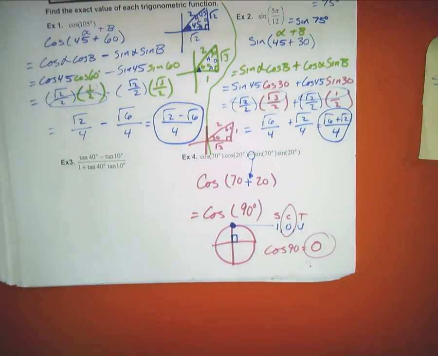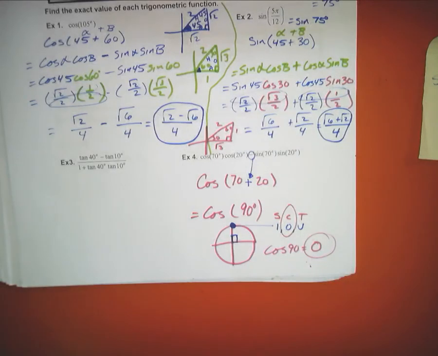Final answer. A lot of people go all the way down to cosine of 90. You have one more step: figure out what that thing is. It could be a ratio of sides. In this case, it's a position on the quadrantal circle. So the final answer is 0. Easy peasy.